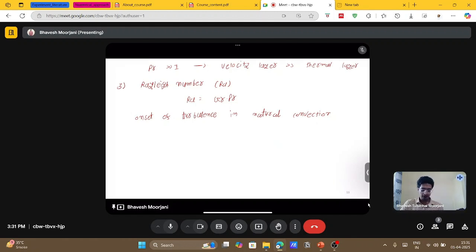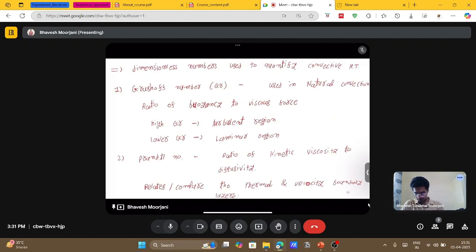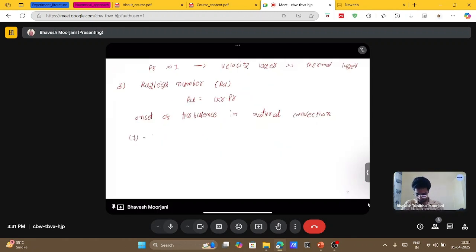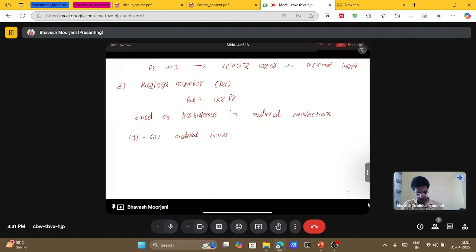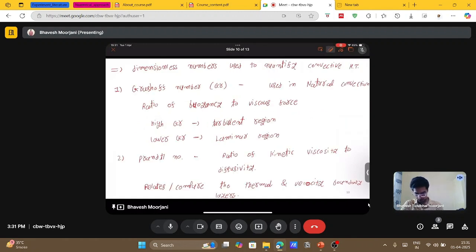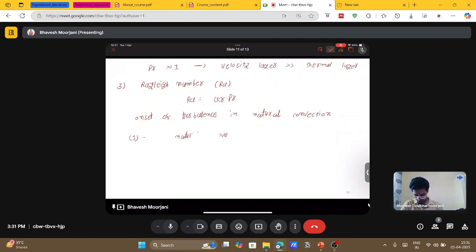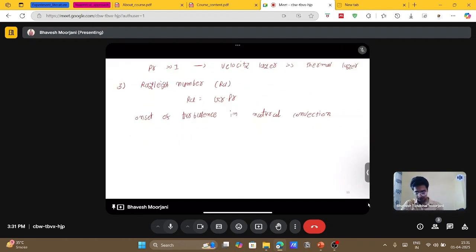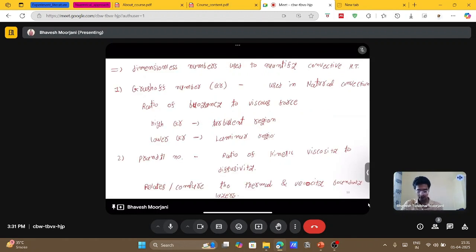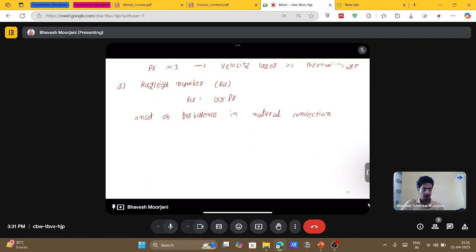So these quantities were for natural convection. Not exactly, I think the Prandtl number is used in both, so let me change that. The Grashof number and Rayleigh's number are mainly used to quantify natural convection, while the Prandtl number is used for both natural and forced convection.